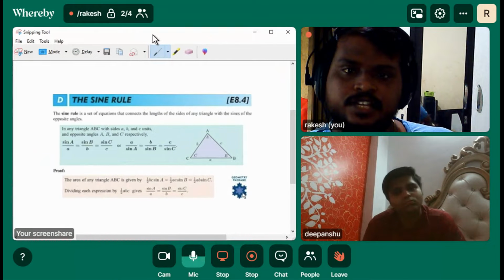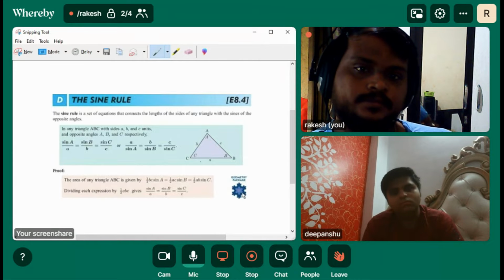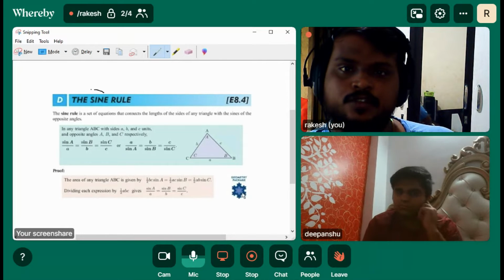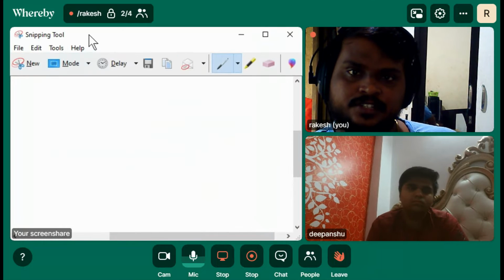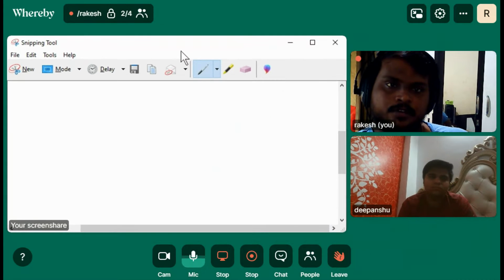Okay, this is very interesting and very important. So how to find out the sine rule, and what is the sine rule actually? For this I need some space, so I have taken this.